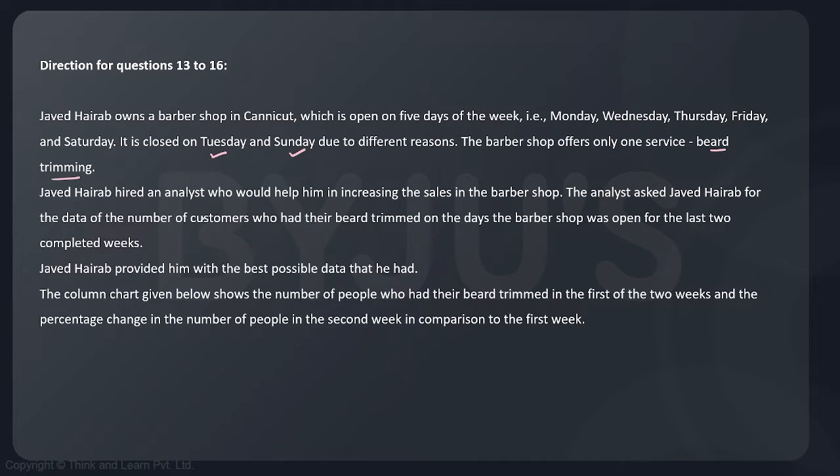Javed Herab hired an analyst who would help him in increasing the sales in the barber shop. The analyst asked Javed Herab for the data of the number of customers who had their beard trimmed on the days the barber shop was open for the last 2 weeks. He provided him with the best possible data. The column chart given below, which is basically on the next slide, shows the number of people who had their beard trimmed in the first of the 2 weeks and the percentage change in the number of people in the second week with respect to the first week.